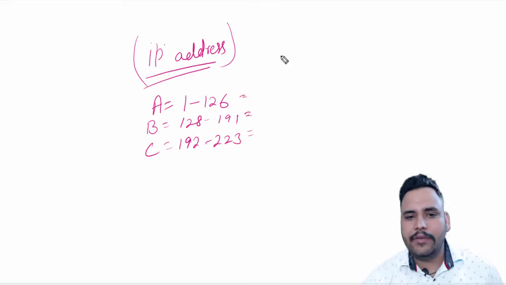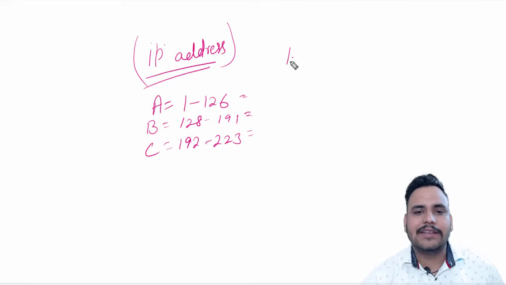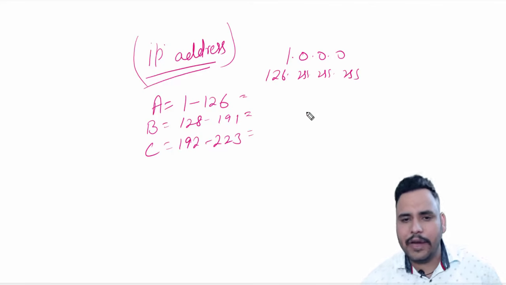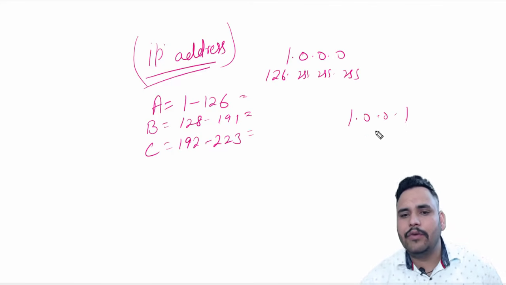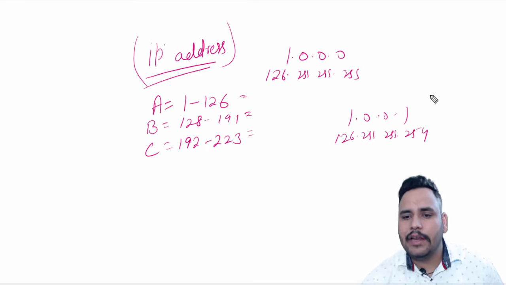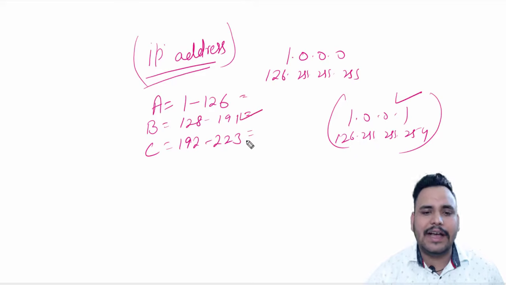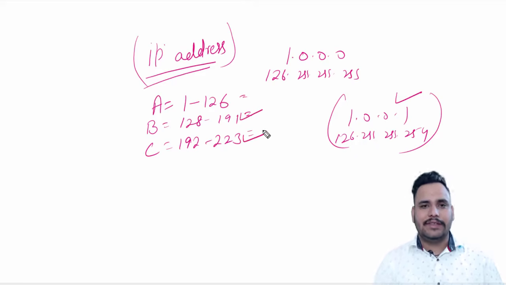So A class IP addresses range from 1.0.0.0 to 126.255.255.255, but the actual usable IP addresses run from 1.0.0.1 to 126.255.255.254. These are the valid IP addresses. The same applies for B class and C class.